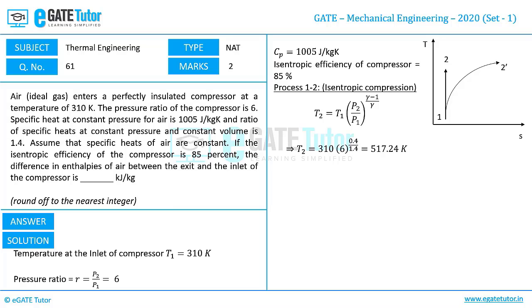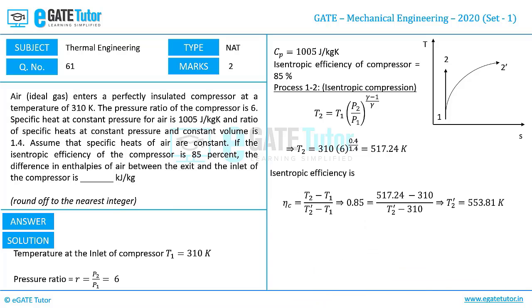It is also given that the isentropic efficiency is 85%. When we write down the relation of isentropic efficiency in terms of temperatures, we get (T2 minus T1) by (T2 dash minus T1). Substituting the values of isentropic efficiency of the compressor as 0.85, and T2 and T1, we get T2 dash as 553.81 Kelvin.